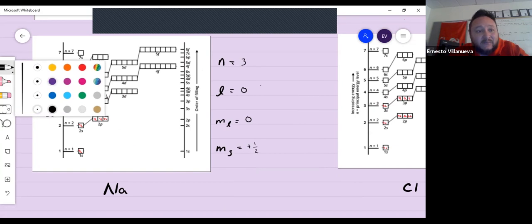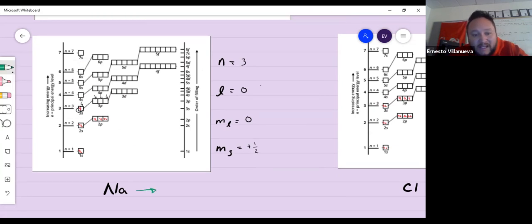So I can see, okay, right off the bat, that sodium is going to oxidize. If you don't remember what this means, it means that it's going to drop electrons.